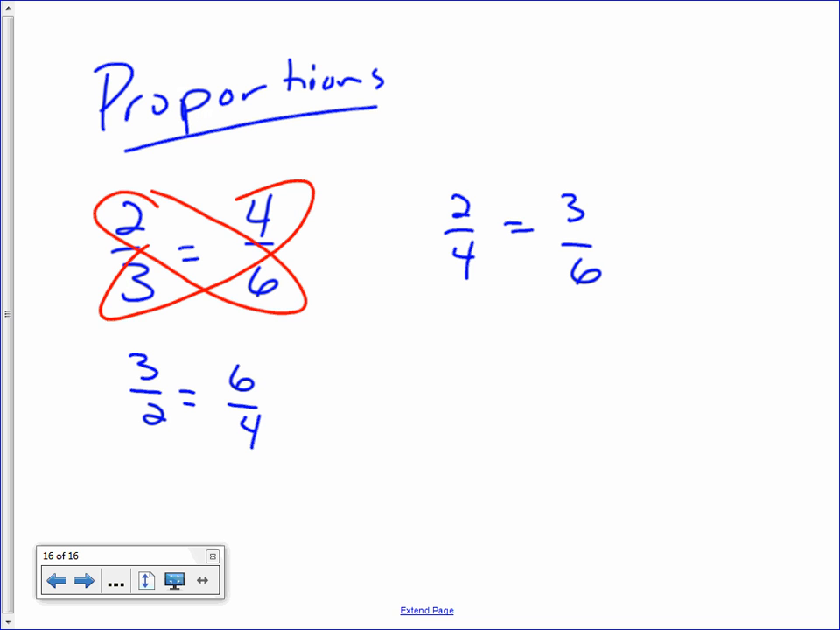Right here, if we multiply those two things, 2 times 6 is 12, 3 times 4 is 12. So the cross products are equal. That little fact is going to be very helpful to us when we start solving proportions. So what does it mean to solve a proportion? One other thing before I get started on solving.